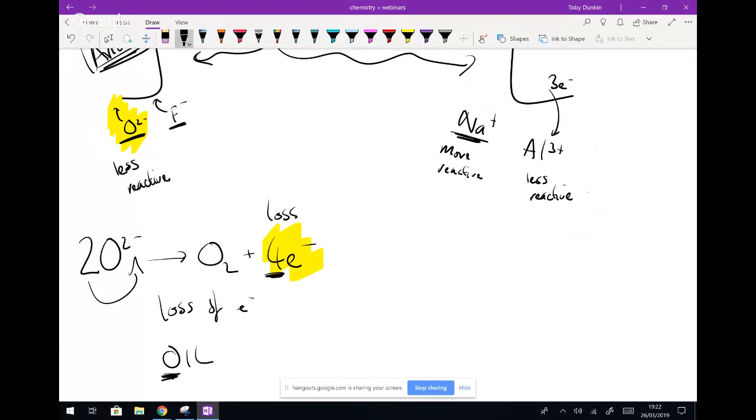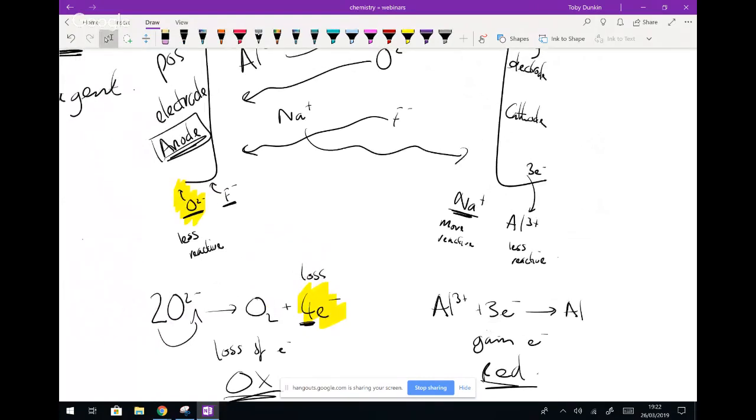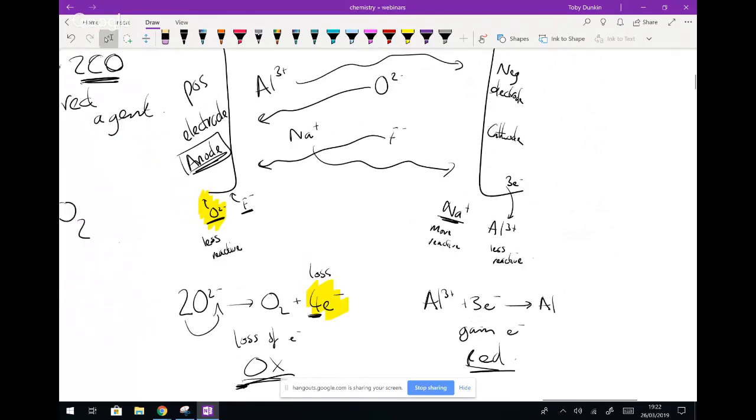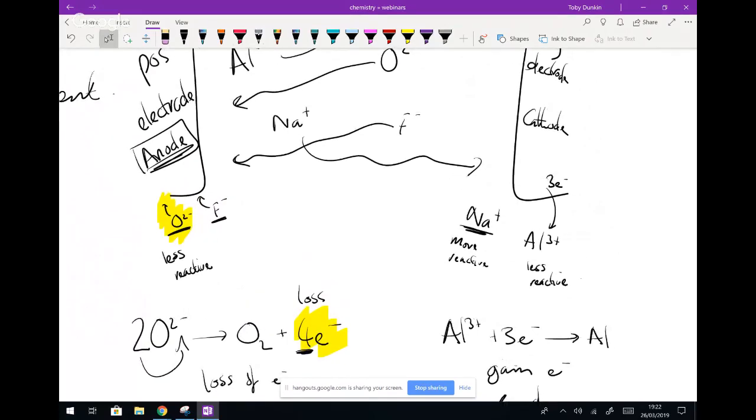This is oxidation. On the other side, the aluminium 3+ is going to attract the 3 electrons and gain them, forming aluminium metal. So this is RIG. This is gaining electrons, so this is reduction. This is oxidation and reduction. Now, just to tell you, it does get used up. The sodium ions and fluoride ions will every now and again form at the electrodes, because the concentrations are very high, but they're in such a low quantity you don't really tend to see them.